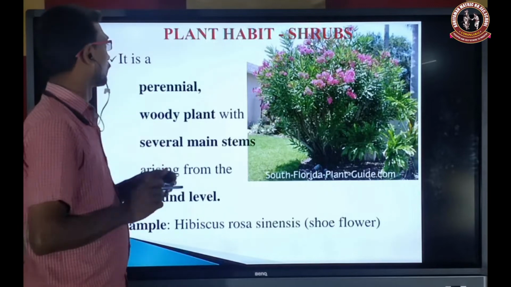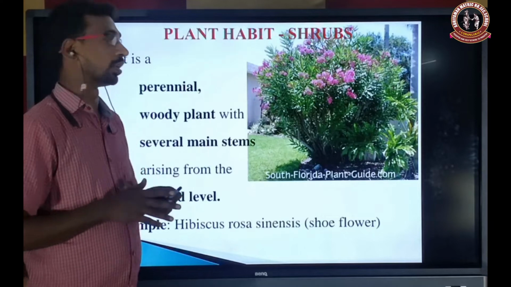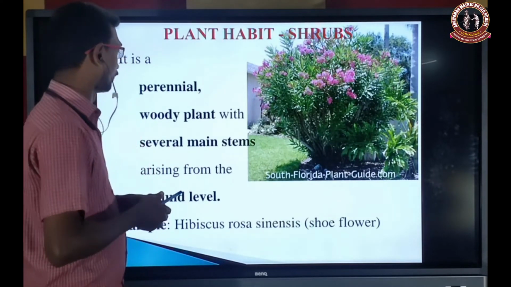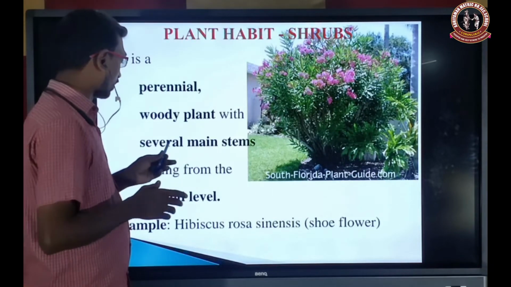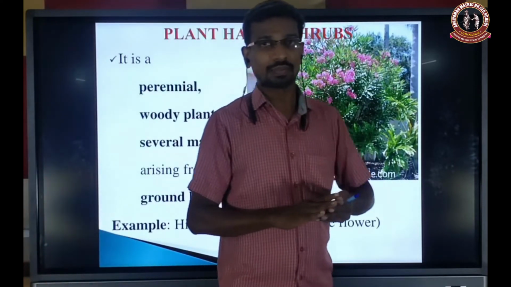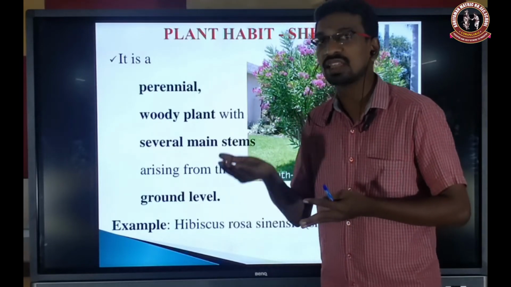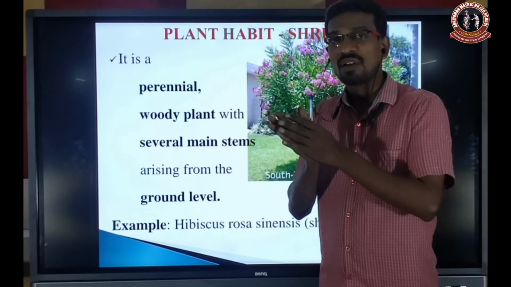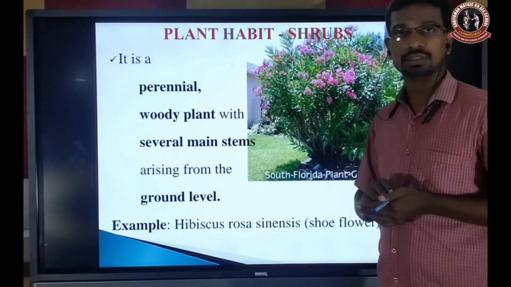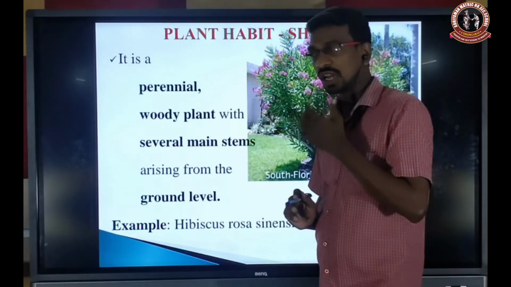Next one, shrub. Most of the shrubs are perennial. That is very important. Perennial means they grow every year and produce flower and fruit every year. It is a woody plant with several main stems arising from the ground level. They produce a woody stem, but the main stem grows only about 1 to 3 centimeters above the ground level. After that, it produces many branches and looks like a bush. Example: Hibiscus rosa-sinensis, that is shoe flower or China rose.